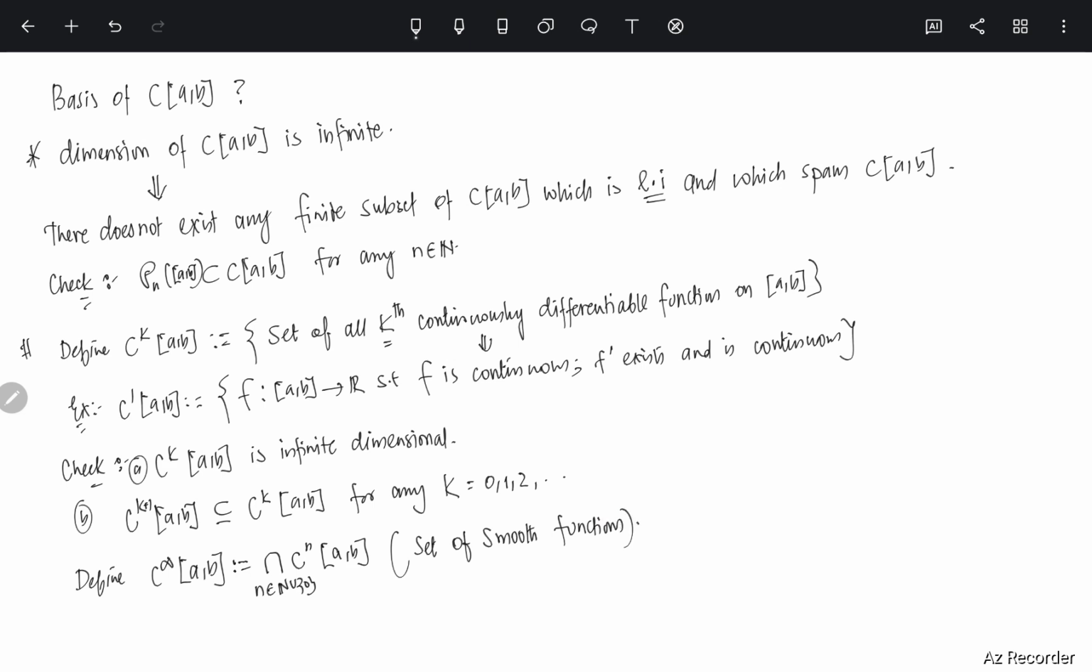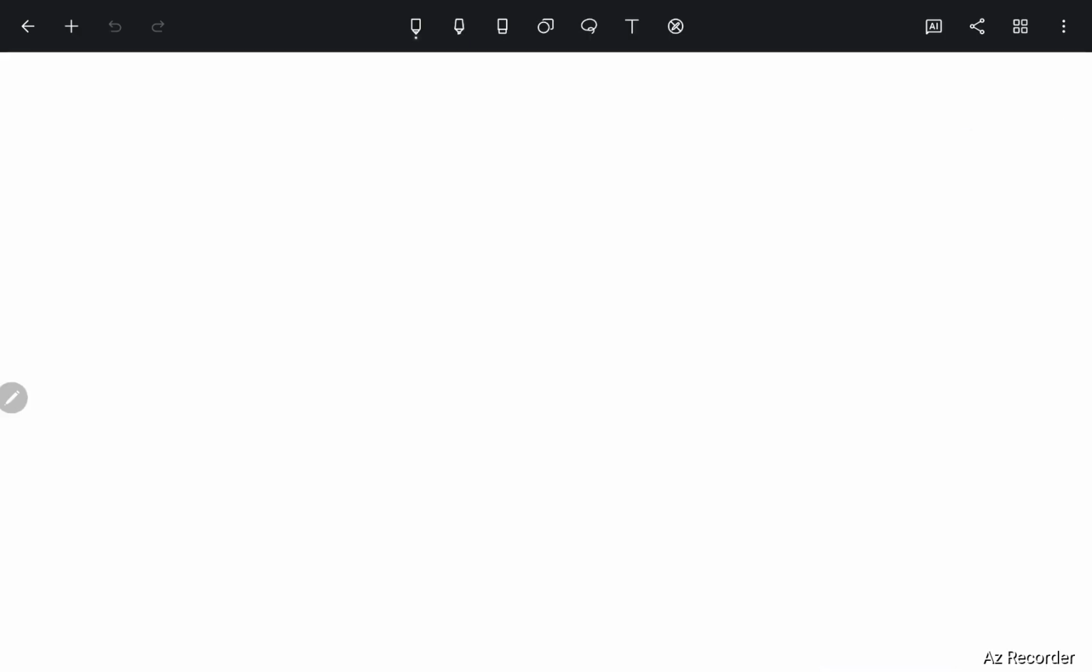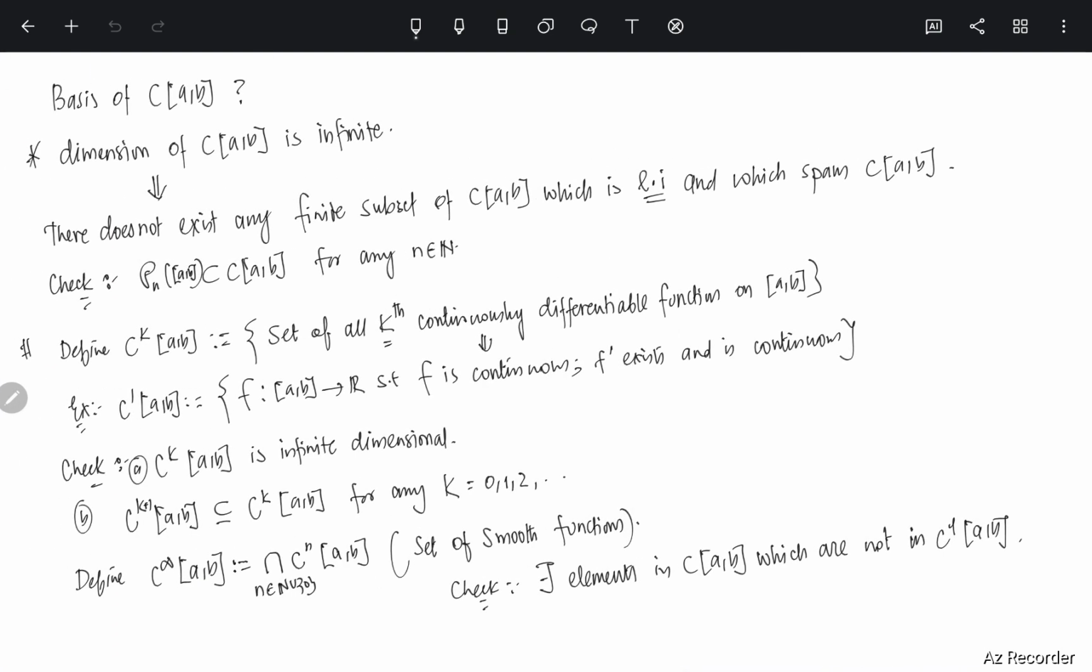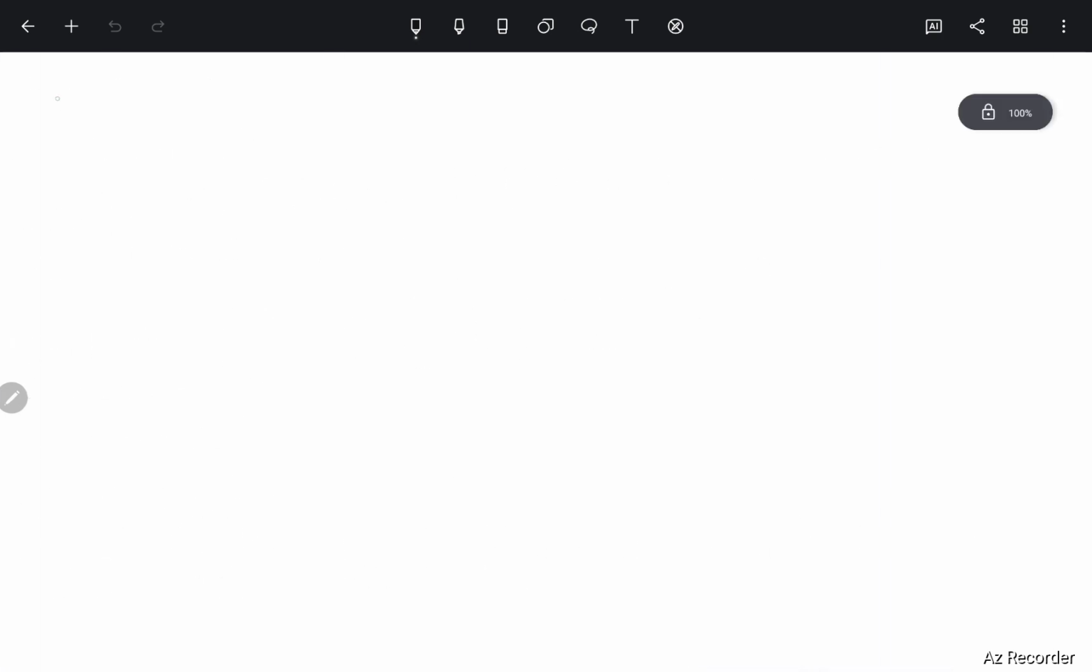With this we are going to conclude the lecture, but before I do that, just a quick question. Do there exist elements in C[a,b] which are not in C^1[a,b]? And one small detail which I missed and should add: here I am using all these inclusions as a part of subset. But you can also define something called a subspace. This you already know, but still let me do it.